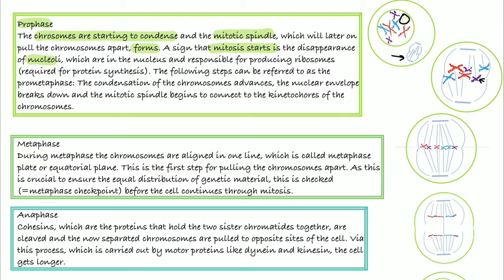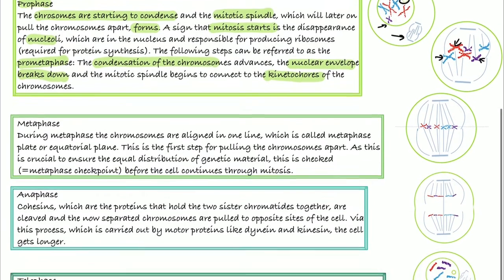And this is what we have called prophase, and now in prometaphase the condensation of the chromosomes advances, so they're even more condensed, and the nuclear envelope starts to break down, while the mitotic spindle connects to the kinetochores, so these are parts of the chromosomes where the mitotic spindle connects to the chromosomes.